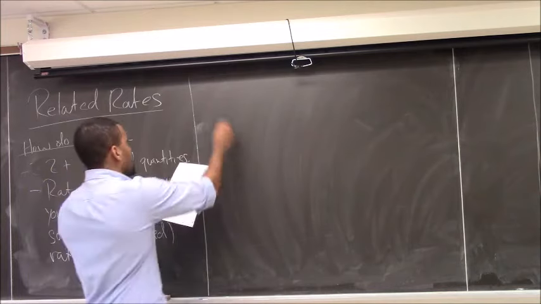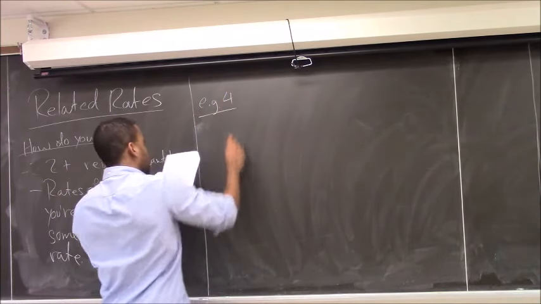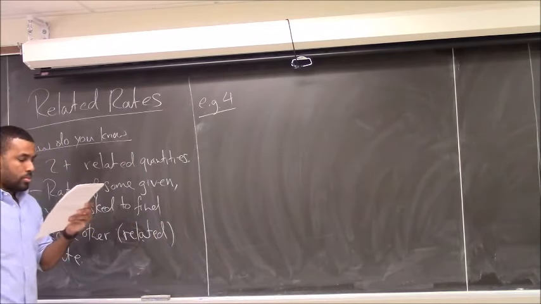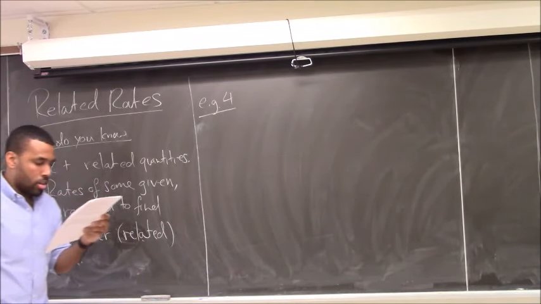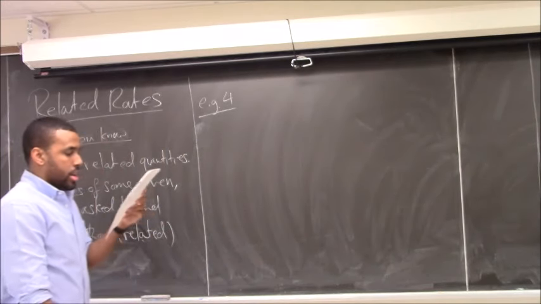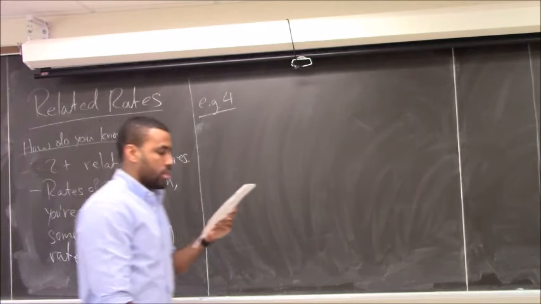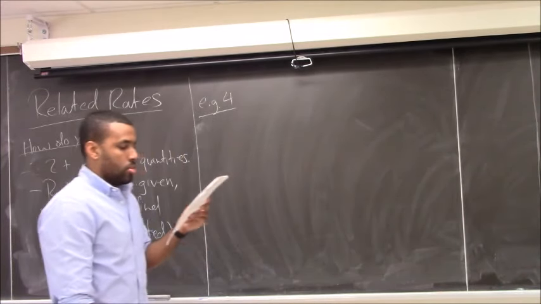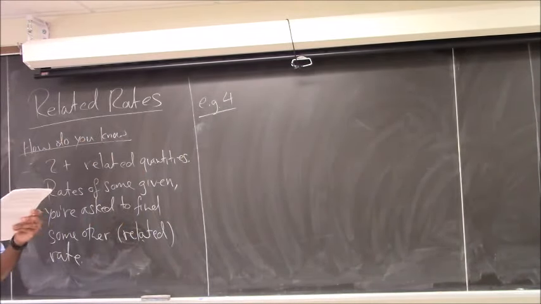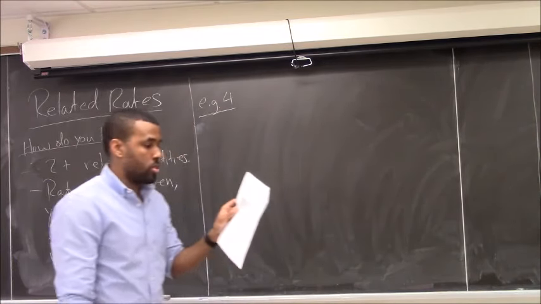We're going to jump into example 4. The volume of a sphere is increasing at a rate of 5 cubic feet per second. How fast is its radius increasing when the radius is 2 feet in length? Here it gives you a formula. The volume of a sphere of radius r is given by V equals 4/3 pi r cubed.